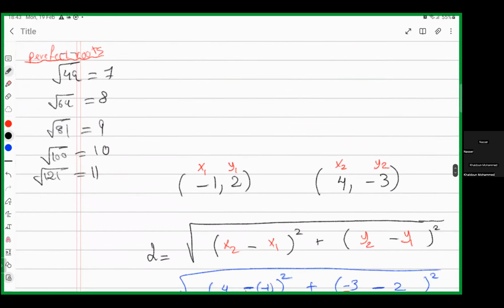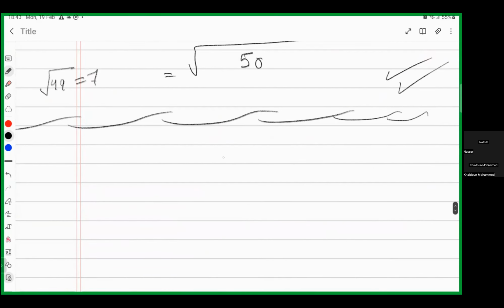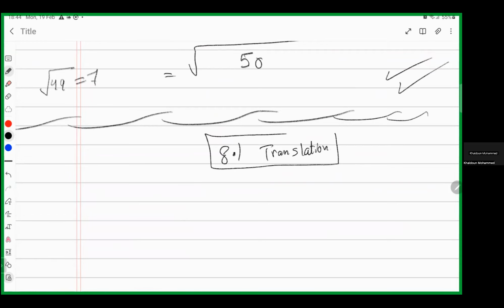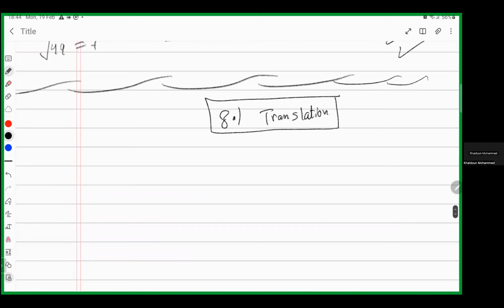8.1. I just want to solve a question. You want to solve with me. Okay, 8.1 translation. Let's summarize translation together and then you will solve with me.